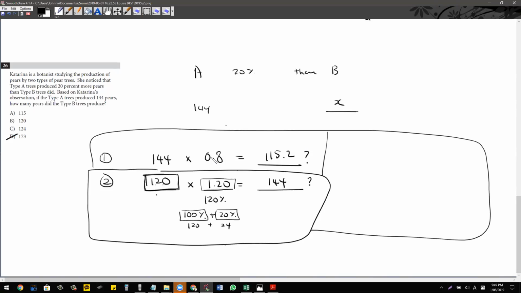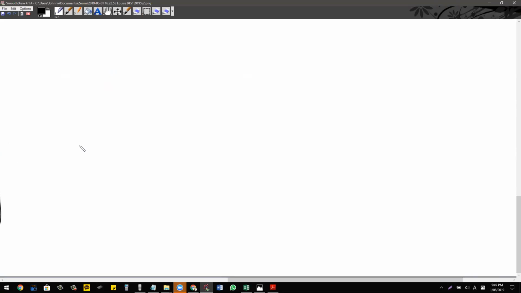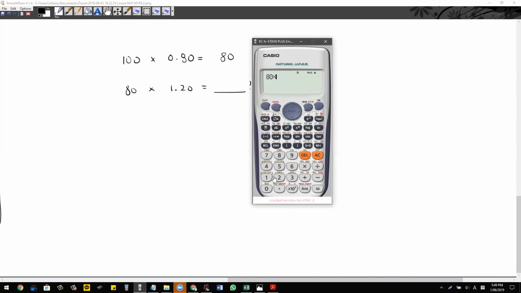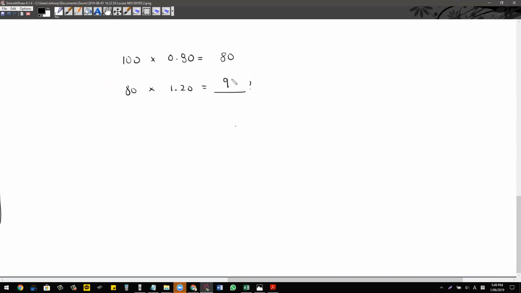So it all comes down to this. Here I'll give you something. Let's think about this one. 100 times 0.8. So that's 80% of 100, right? What should that give you? 80. Does that mean 80 times 120% gives you 100? It doesn't. But it just feels like it will, right?